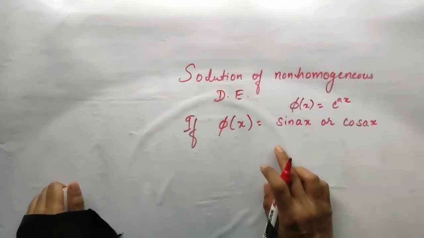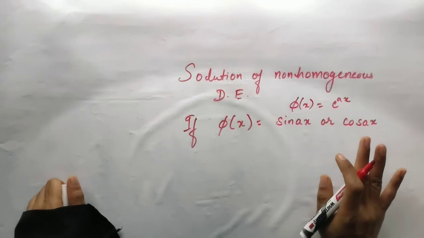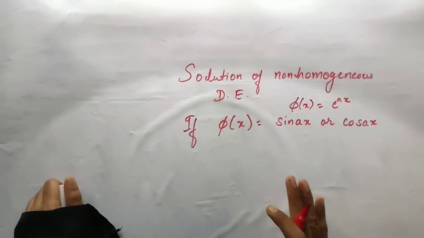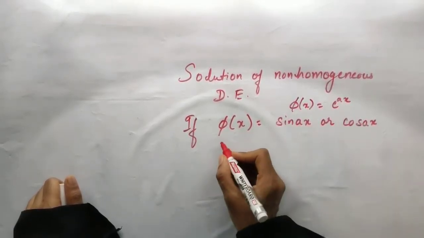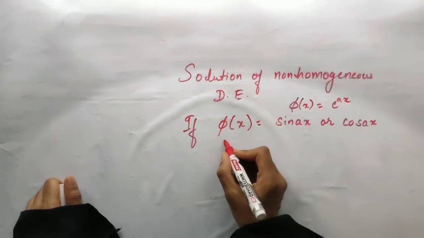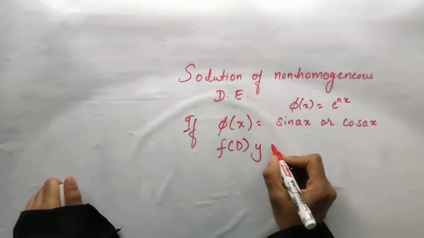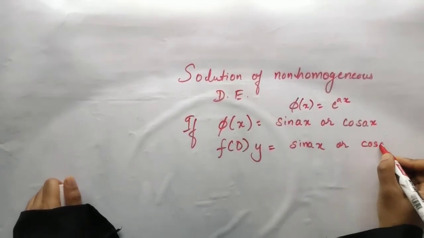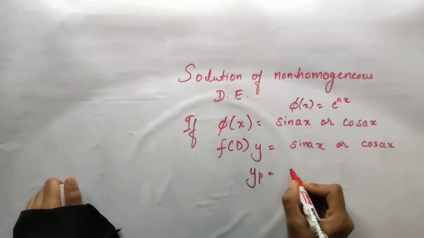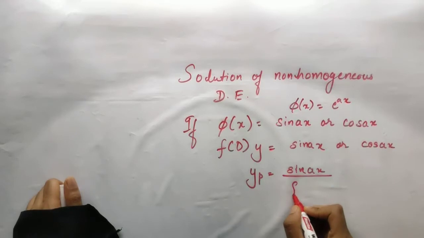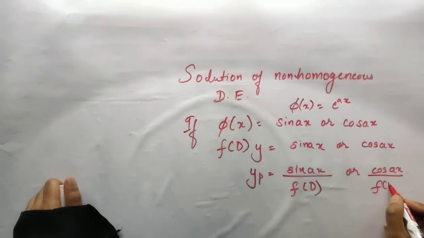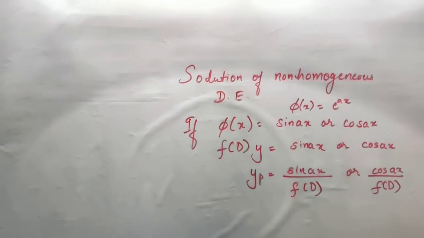When phi of x is either sine ax or cos ax, no other trigonometric function is there in your syllabus, then what you have to do, we'll discuss that. If a differential equation is given as f of D into y is equal to sine ax or cos ax, then as usual you take your yp as sine ax divided by f of D, or cos ax divided by f of D, depending. If it is sine ax, you take sine ax by f of D. If it is cos ax, you take cos ax divided by f of D.